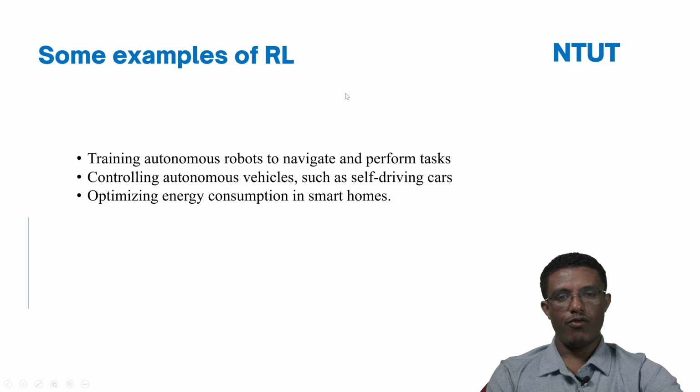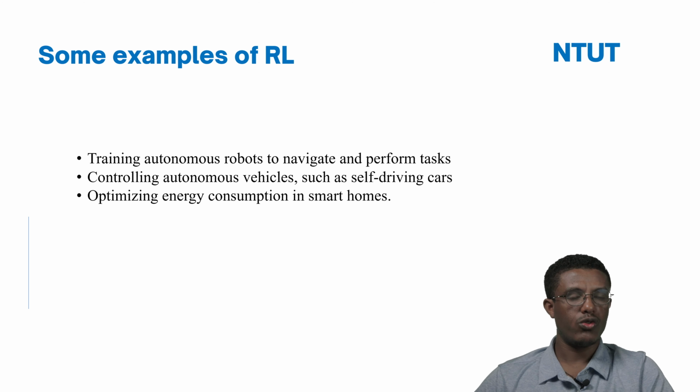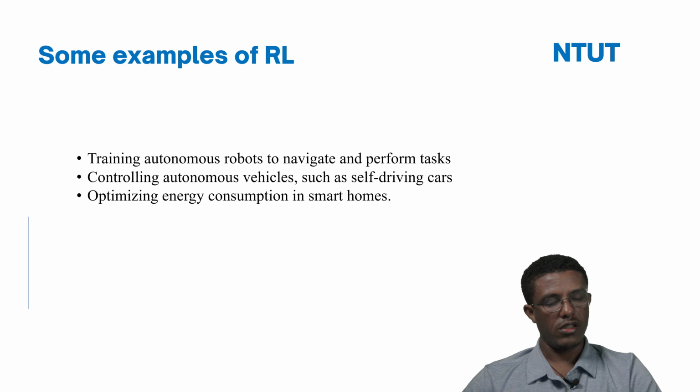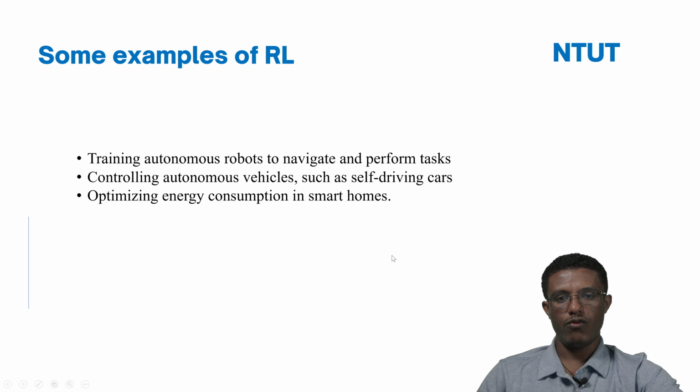Other examples of reinforcement learning are training autonomous robots to navigate and perform tasks, and controlling autonomous vehicles such as self-driving cars. When the car is moving somewhere, it understands the punishment and the reward. Also optimizing energy consumption in smart homes. These are all examples of reinforcement learning.